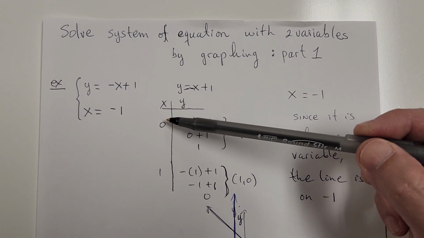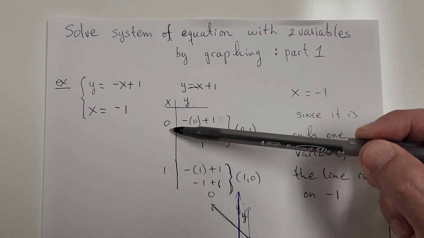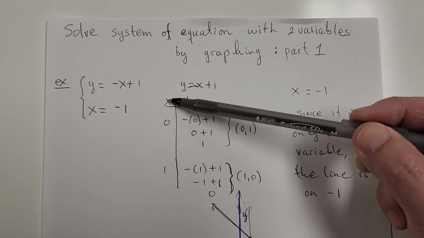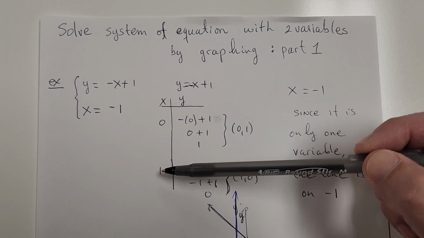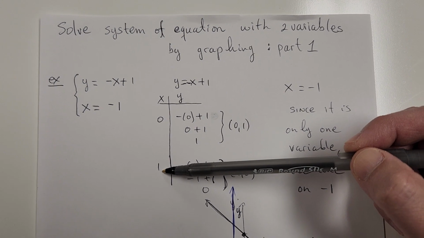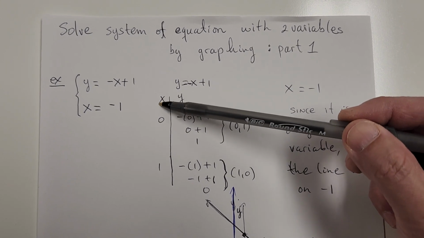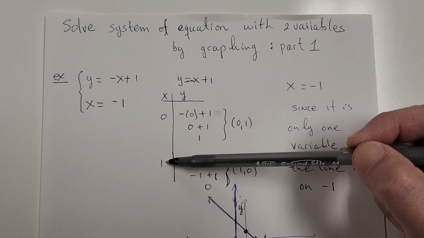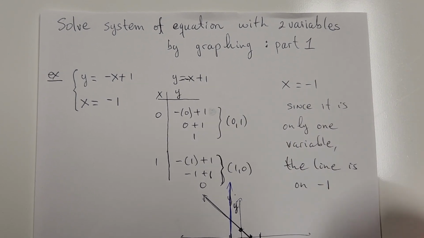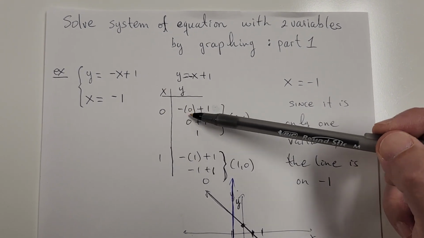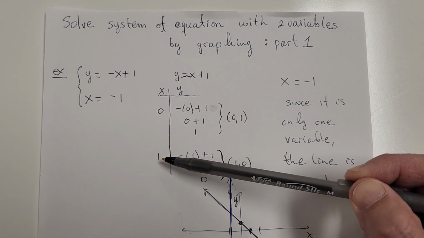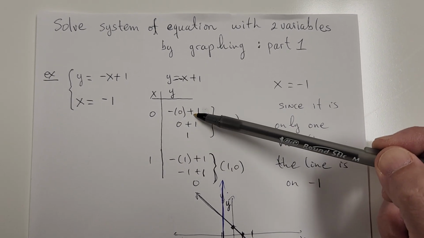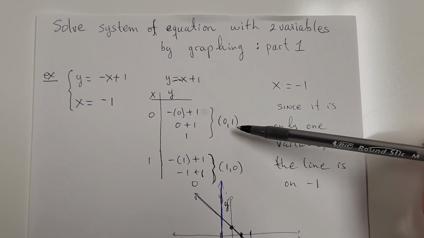One more time, where did I get the 0 and the 1? You randomly select the number for x. You can pick any number you want for x, but it is best to use 0 and 1 because they are the easiest numbers to start with. Wherever there's an x, you put 0 in. Same thing with 1. Wherever there's an x, you put a 1 in, and then do basic order of operations, and get your point or coordinate.